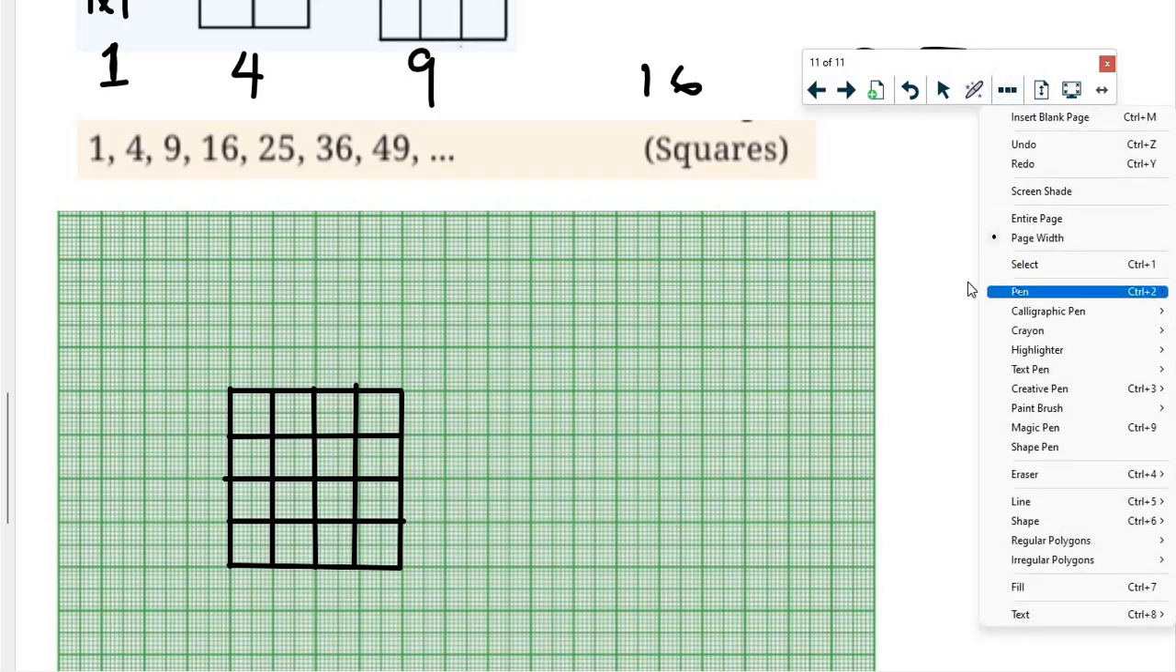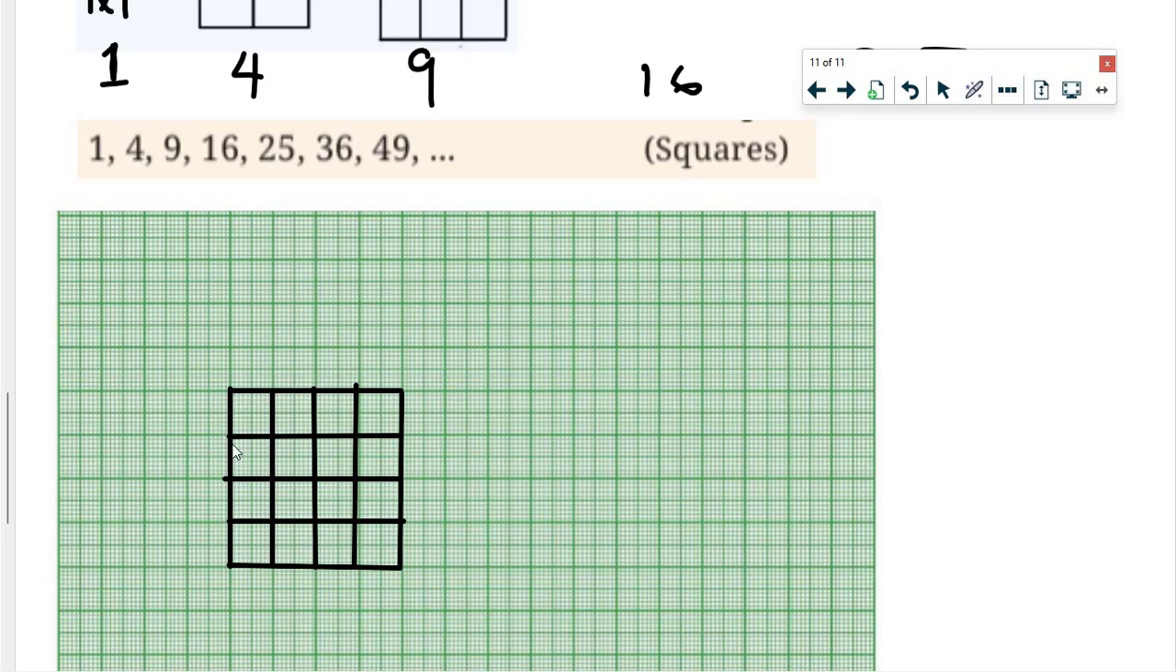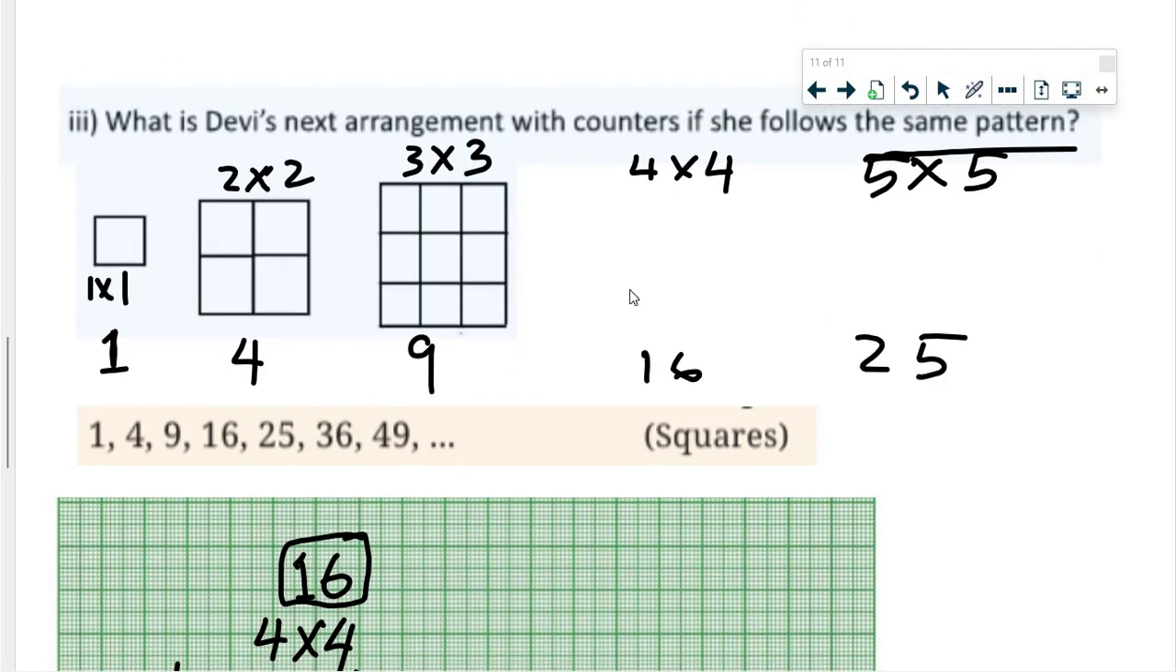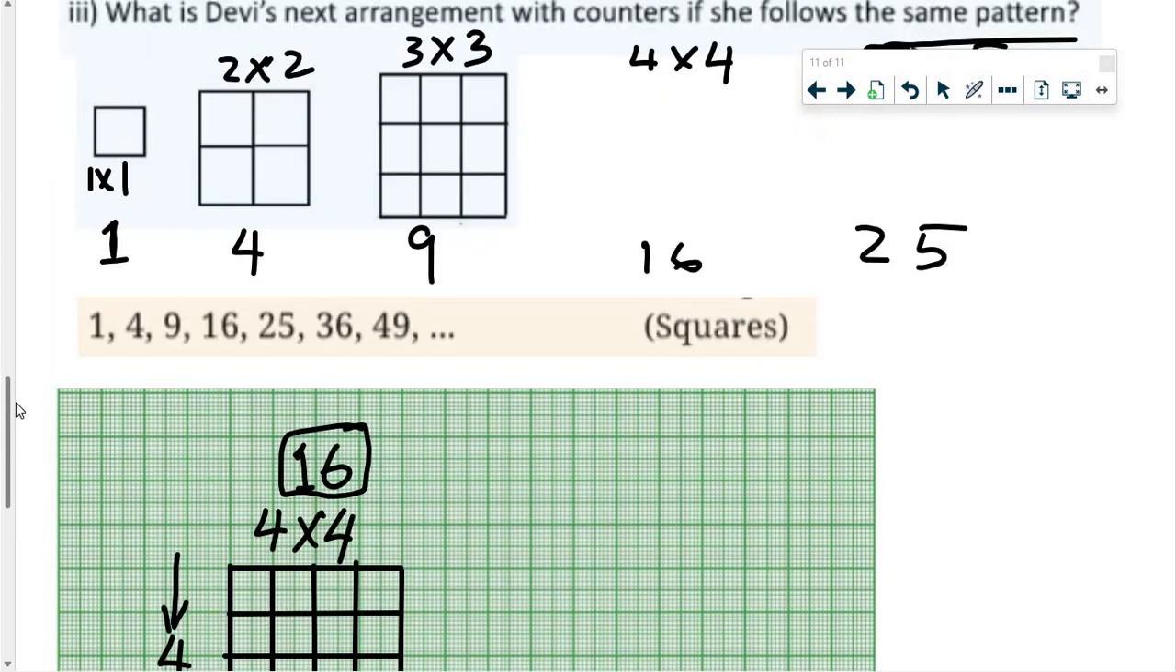So what do you have here? We have 1, 2, 3, 4, so 4 going down. And you have 1, 2, 3, 4, so 4 going to your right. So what do you have in total? 4 into 4 equal to 16. See that? 16 is one of the square numbers. So this diagram will be drawn here.